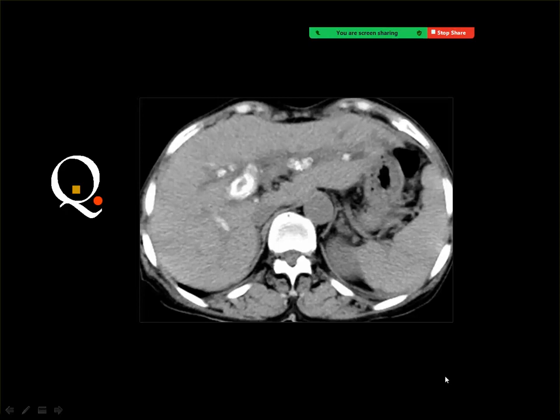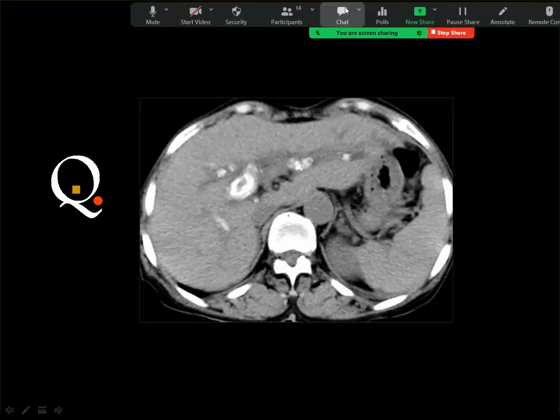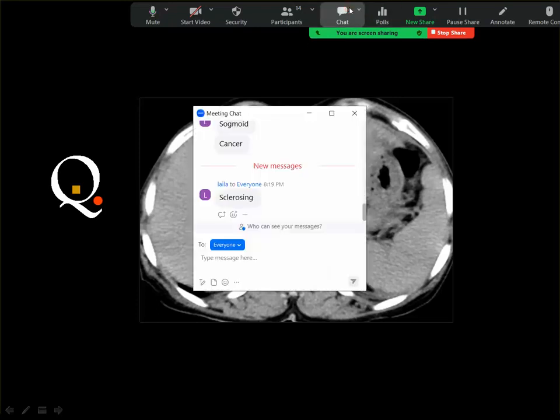Next case is CT of the abdomen without intravenous contrast injection. Cholangitis. Which type? Amoebic? No. Cholangitis, I have two types, sclerosing cholangitis and pyogenic cholangitis, or its other name is oriental cholangitis. What do you think?